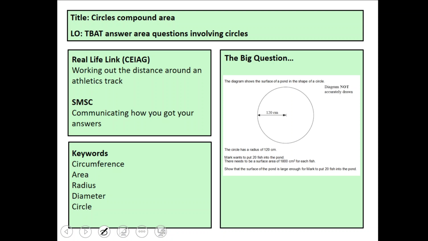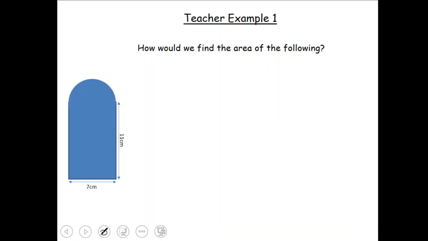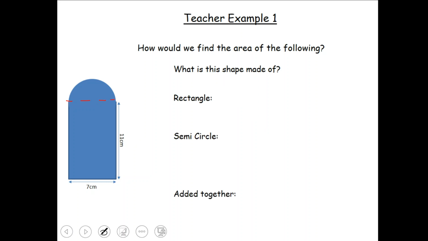What we'll be doing for today's lesson is compound area involving circles. Okay, the first example, how do we find the area of the following? For this example, what we need to do is split the shape up. So what two shapes have you got if you split this shape up? You split this shape up here, you have got a rectangle and a semicircle, okay?